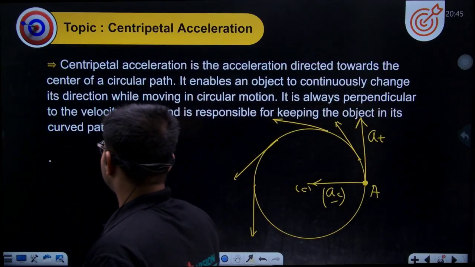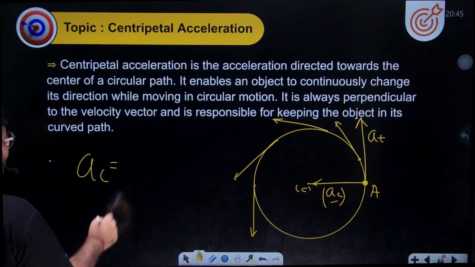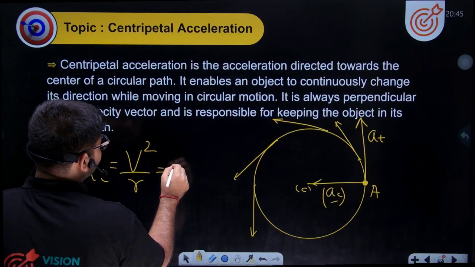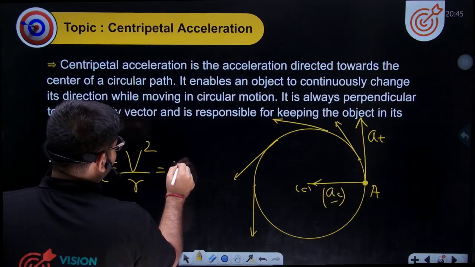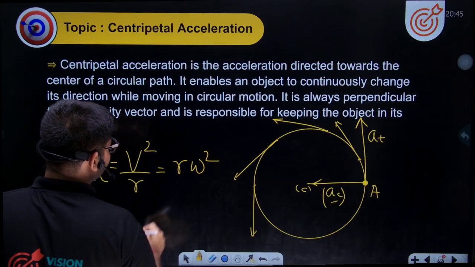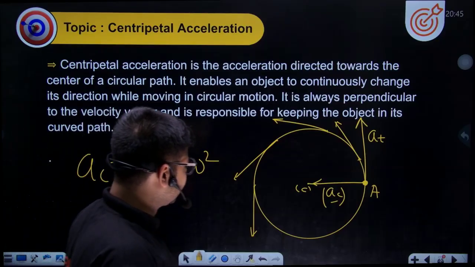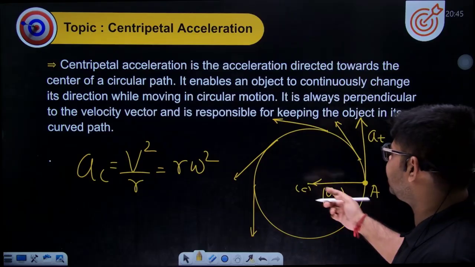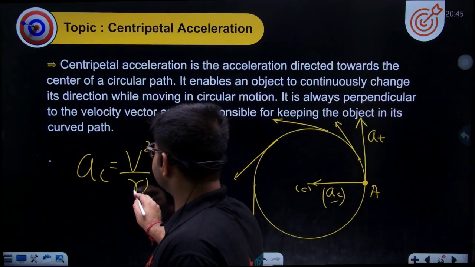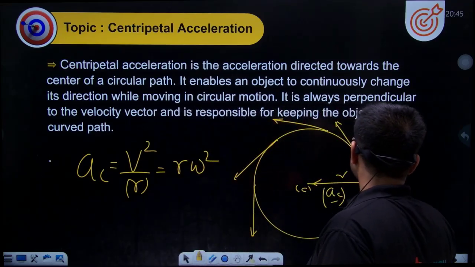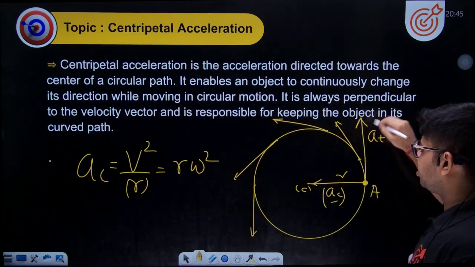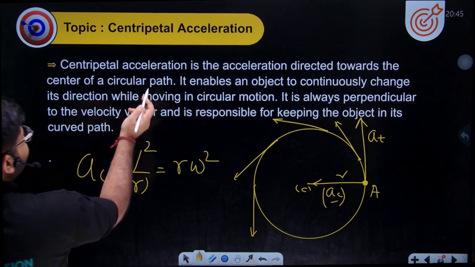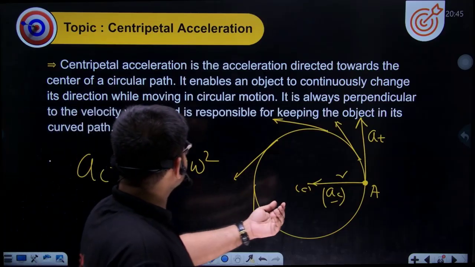the centripetal acceleration. Centripetal acceleration AC is nothing but v square by r, which is nothing but r into omega square. Where v is the velocity and r is the radius of the particle's circular path. So centripetal acceleration is the acceleration directed towards the center of a circular path.